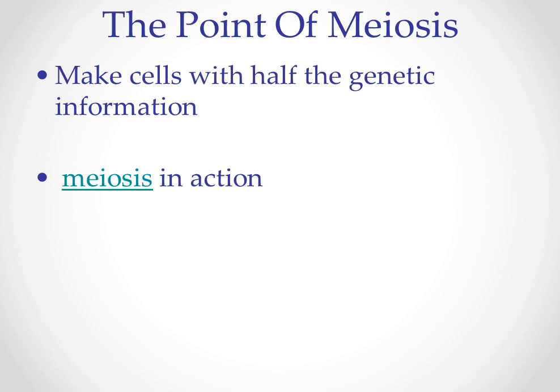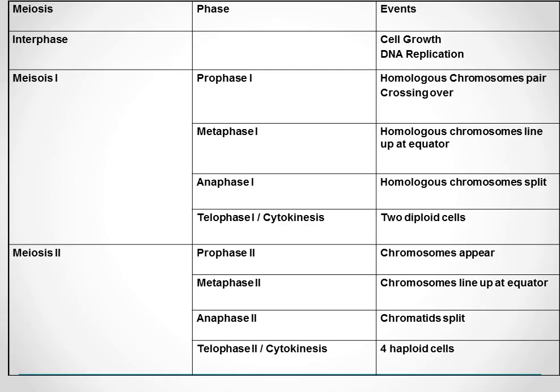So, recap. What's the point of meiosis? We're making half the amount of genetic information, okay? So a haploid. Go ahead and click on the link.